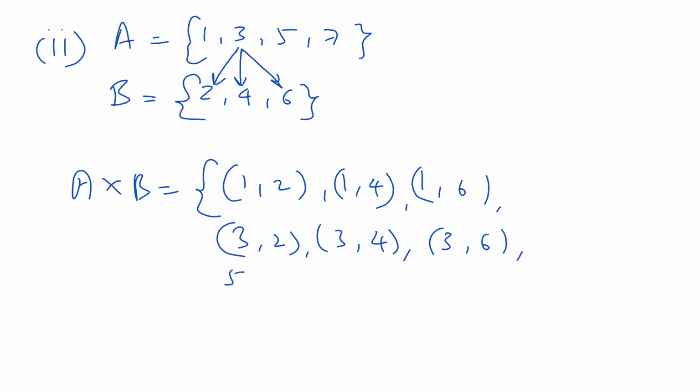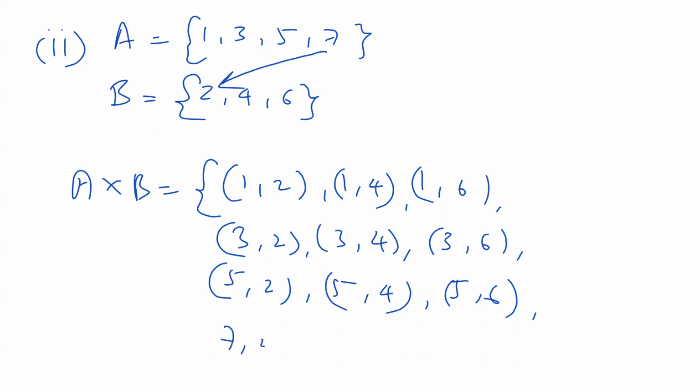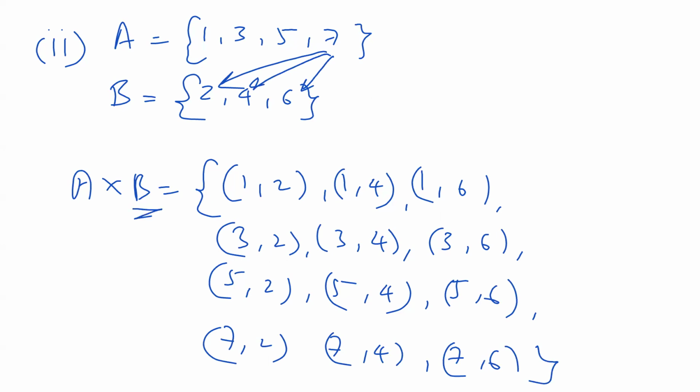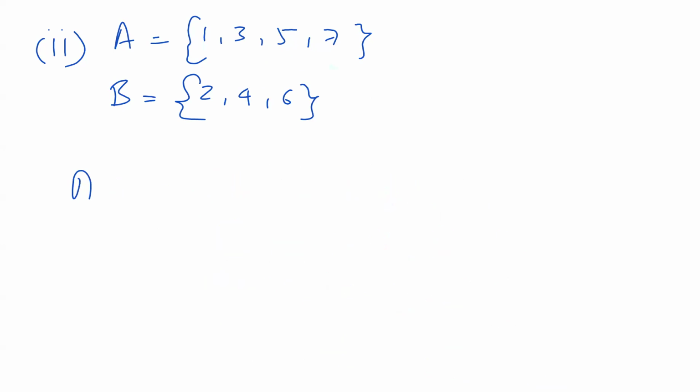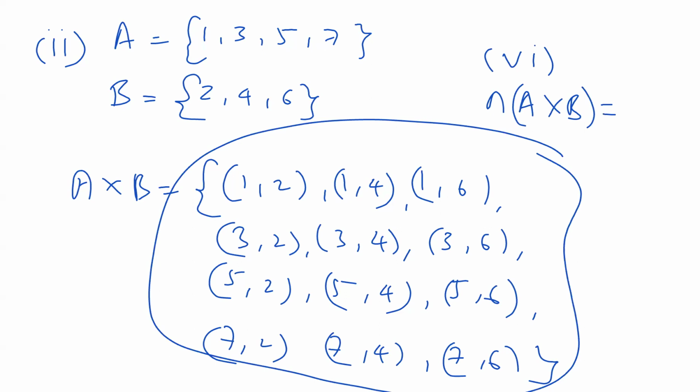Okay. Then 5, 2. The first component will come from the first set. 5, 2, 5, 4, 5, 6. Then 7, 2, 7, 4, 7, 6. Okay, second component will come from the second set. The second set over here is B. Fine. So I'll answer question number 6 as well. N of A cross B. Okay, so count the number of objects over here. So that's 4 threes are 12. Fine.